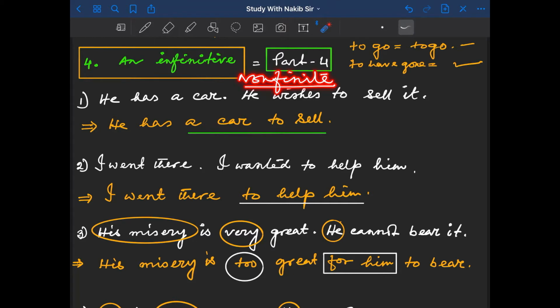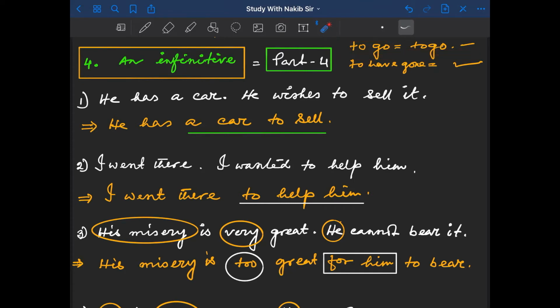Non-finite verb. An infinitive is a part of a non-finite verb that is formed by adding to before the verb. Okay, so add "to" before the verb, and you will get an infinitive. Structurally we have two infinitives in English. The first one is to plus the present form of the verb. It is called present infinitive, to go.